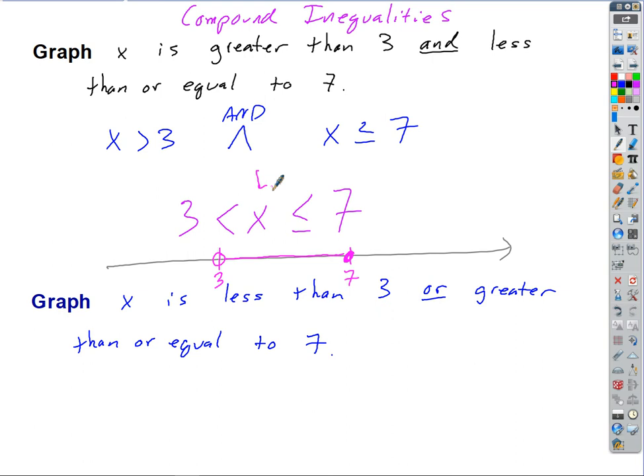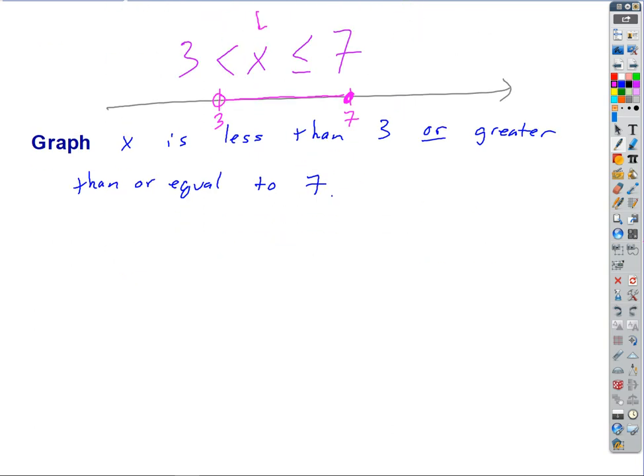What about one of these? X is less than 3 or greater than or equal to 7. How do we write that? So now we've got x is less than 3 or, and our symbol for or is like a V, okay? Or x is greater than or equal to 7. Can I combine those together? Well, let's look at the graph of this.